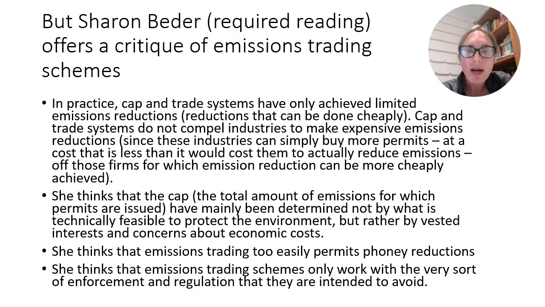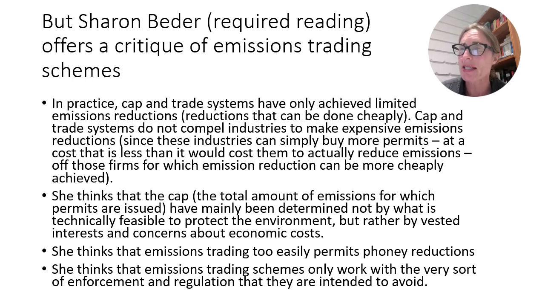But Sharon Beder, in your required reading, offers a critique of emissions trading schemes. And her critique goes like this. She says, in practice, cap and trade systems have only achieved limited emissions reductions. It only achieves the reductions that can be done cheaply. And if we think about it, you can see what she means. She points out that if industries that emit carbon are granted a certain amount of permits, those industries that are able to reduce their emissions cheaply will do so and will choose to do so. And they can then retain those permits and sell them on a permit market.